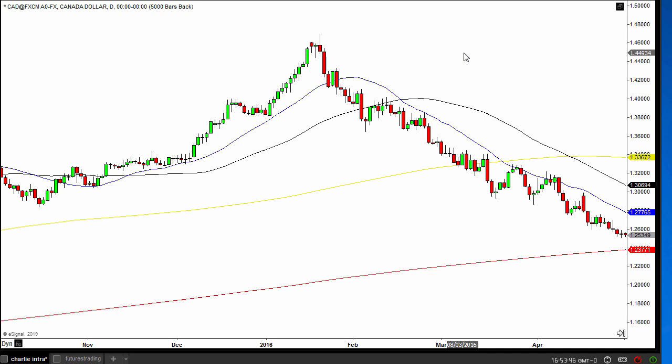So let me explain. Looking at the chart here, this is a chart of dollar CAD. If I said to you, right down here in the hard right corner, I'm looking to go long, you would say, Charlie, that's counter trend, wouldn't you? Yes, you would, and I would as well. If I didn't have any other information, I'd say, yeah, that's counter trend.